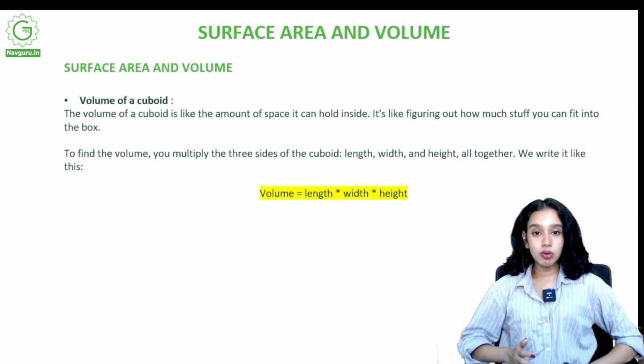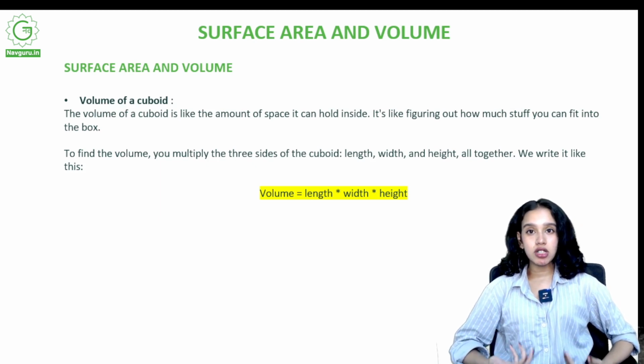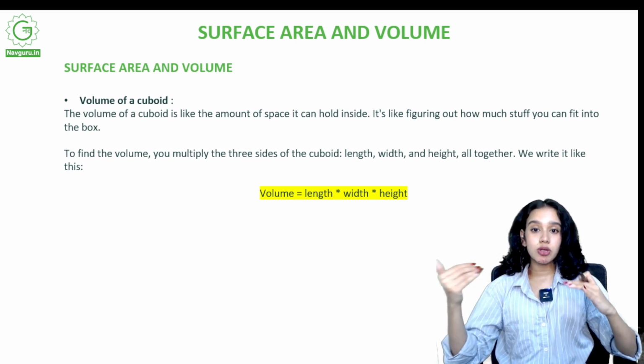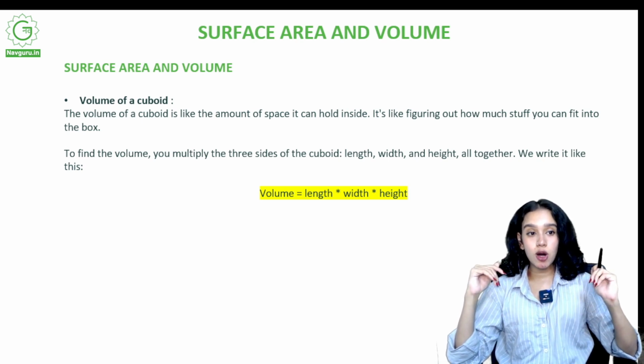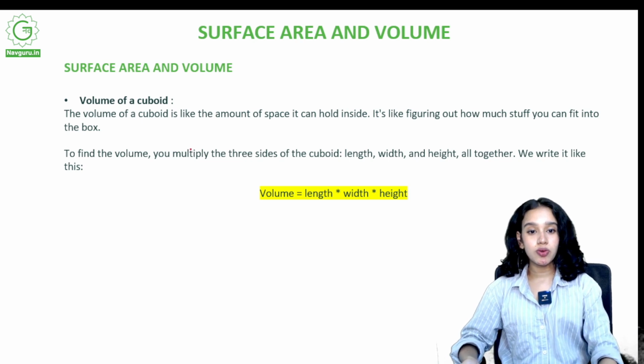Now, volume of a cuboid is the amount of space it can hold inside, right? Just like we talked about a cube, what is the volume of a cuboid? It's like figuring out how much stuff you can fit into a box, right? Now, to find the volume, what do we do? We multiply length into width into height, right?